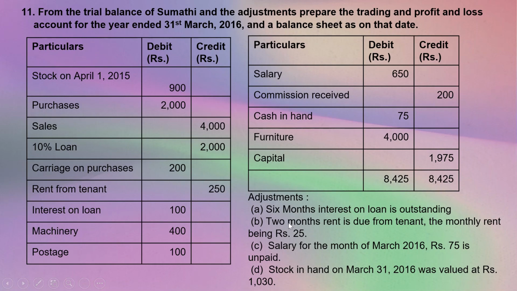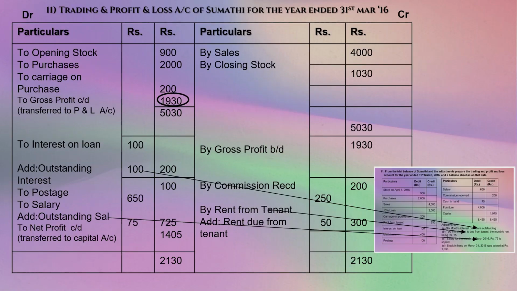Okay, 2 months rent is due from the tenant. So due from the tenant means what? They have to receive from the tenant. Okay, so outstanding, that is accrued rent. Okay, 2 months rent we have not yet received. So 1 month rent is 25, so 2 into 25, 50. Okay, next is salary, 1 month salary is outstanding, and stock, this is closing stock. Now we'll see the sum.